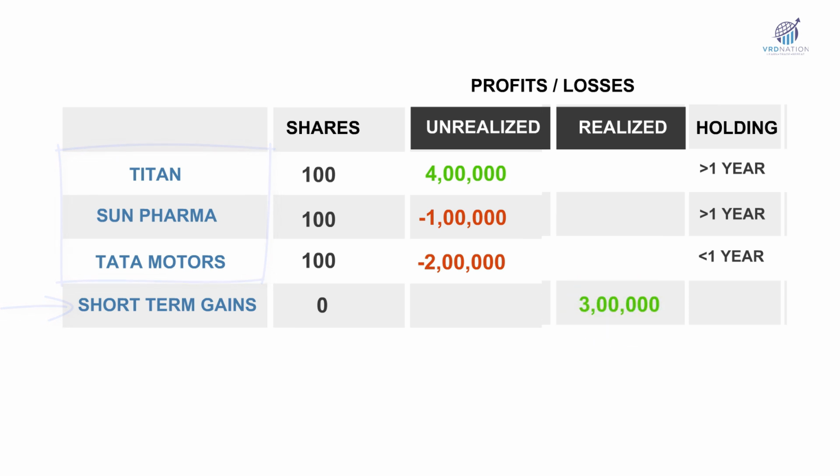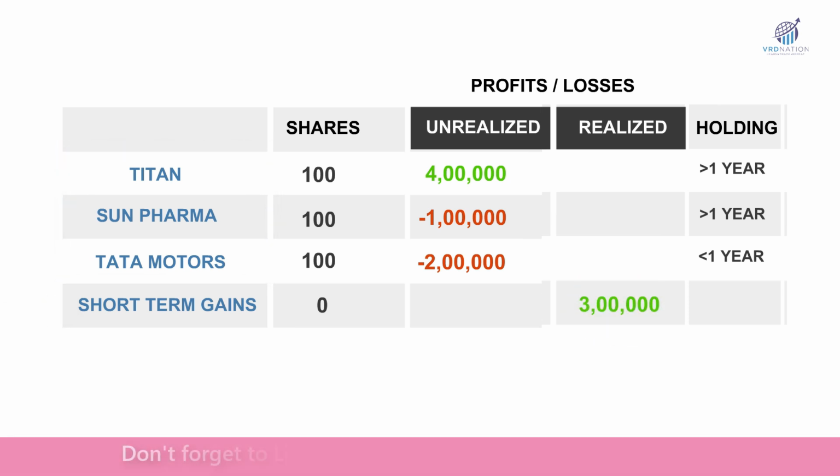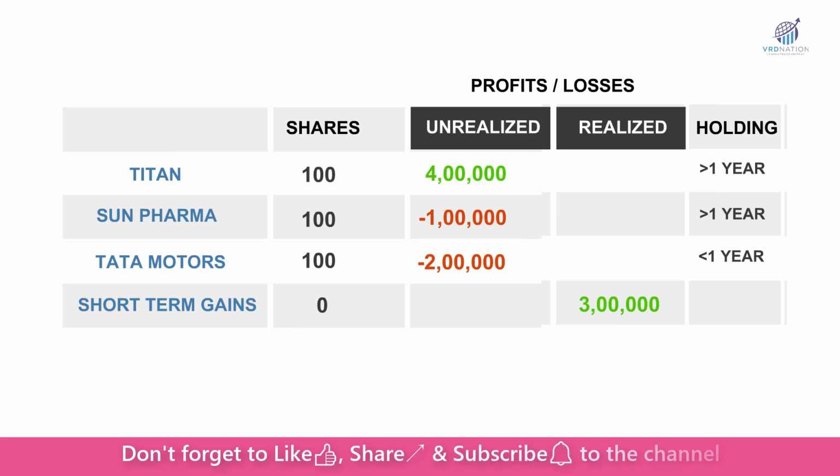So in this example, what is your capital gain or capital loss? Remember, while calculating the capital gains and losses, we only look at the realized portion, meaning that only those shares count that you have sold and no longer own. The ones that you are still holding on are called unrealized profits and losses, and they are not used in the calculation. So in this case, you are sitting on a realized profit of 3 lakh rupees.